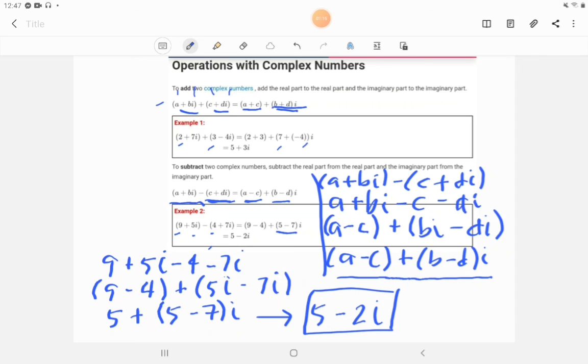So that's how you perform addition and subtraction with complex numbers.